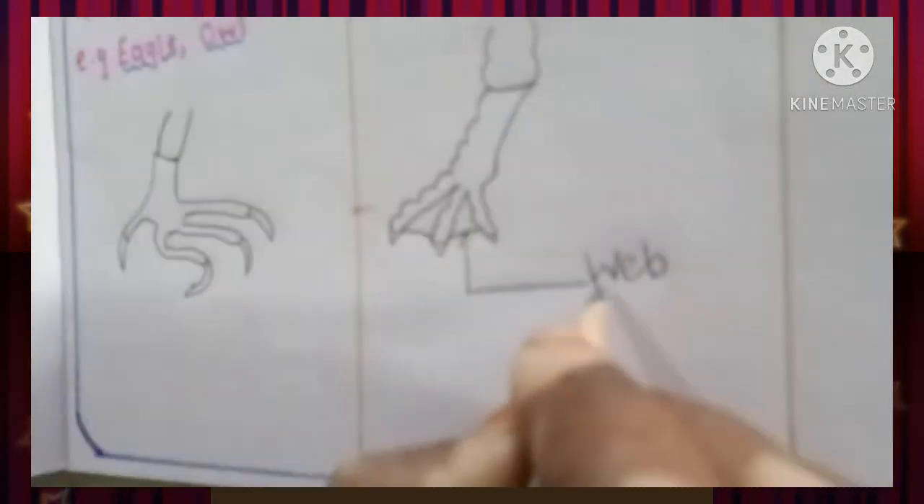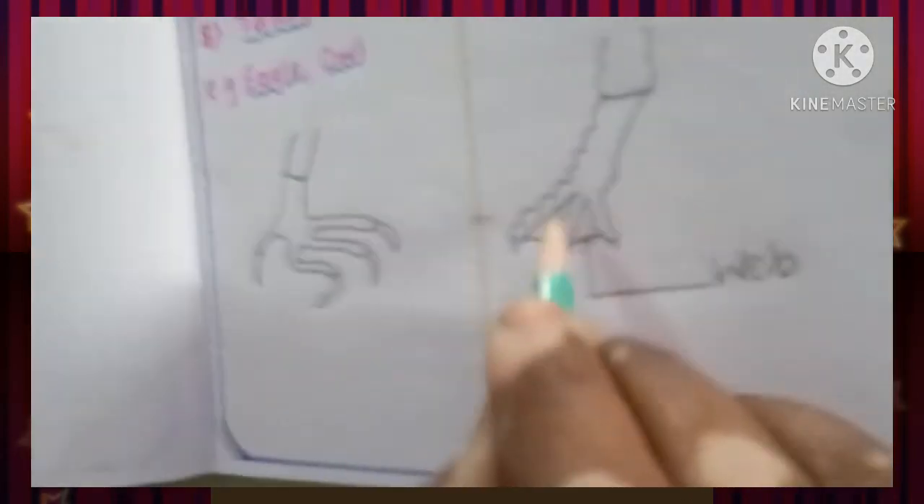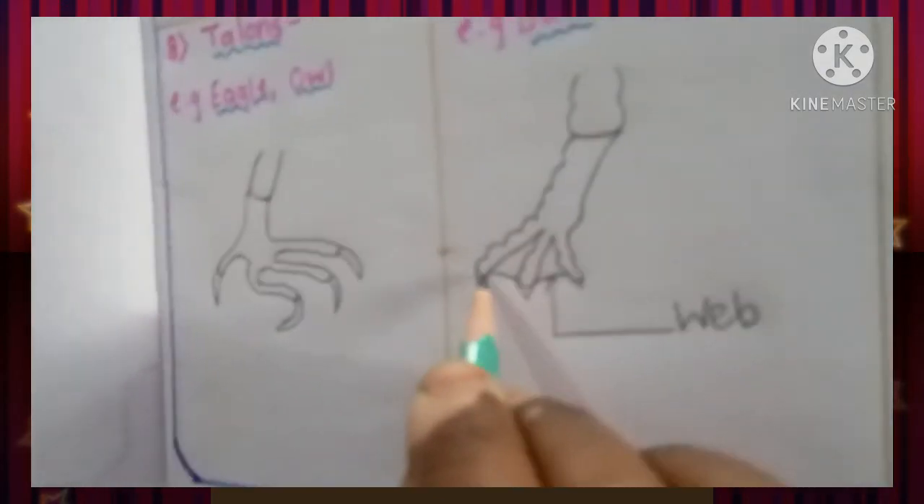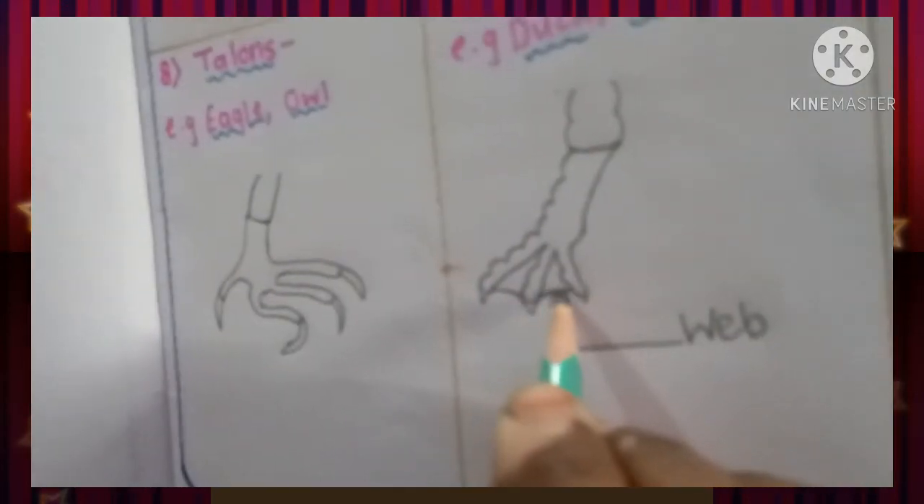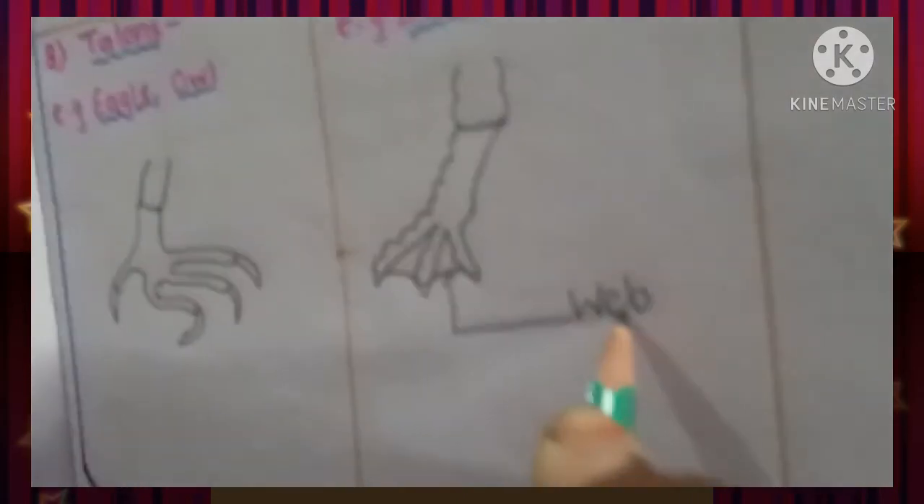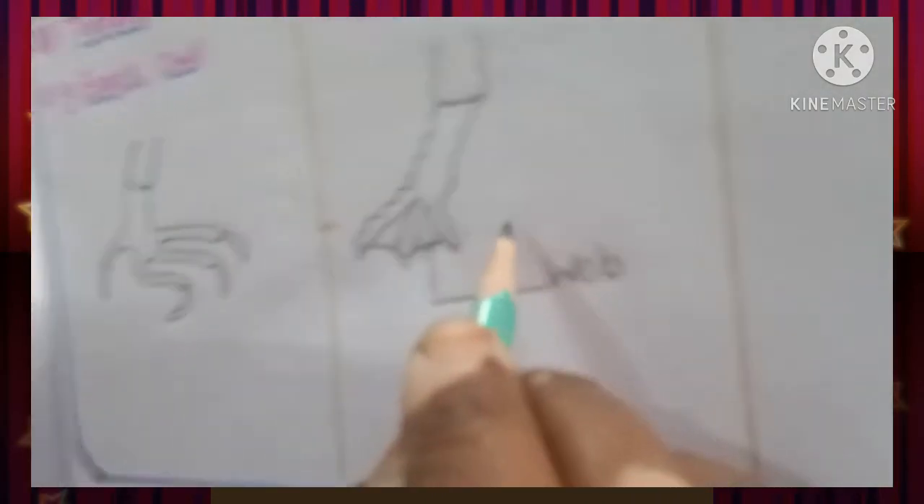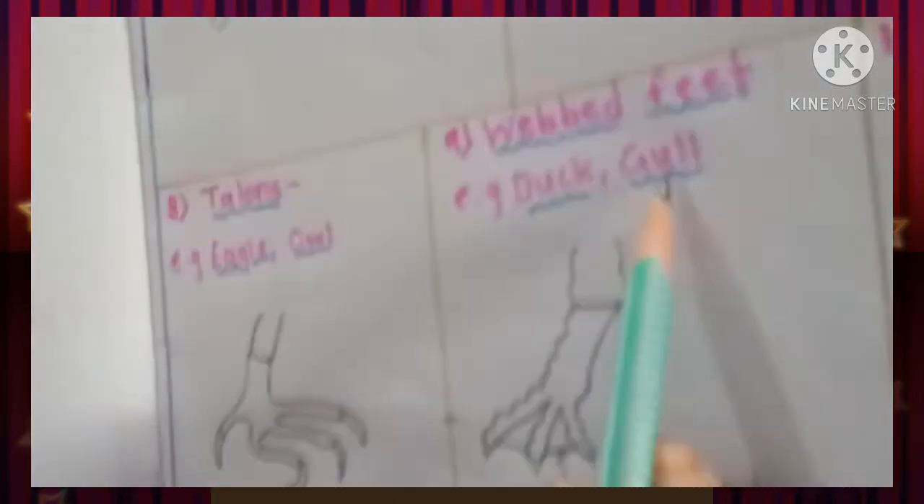Got it, now why they are called webbed feet? Because their front toes are joined by a thin layer of skin. It is called a web. So they are called webbed feet birds. For example, duck and gull.